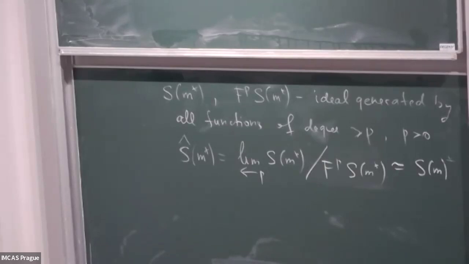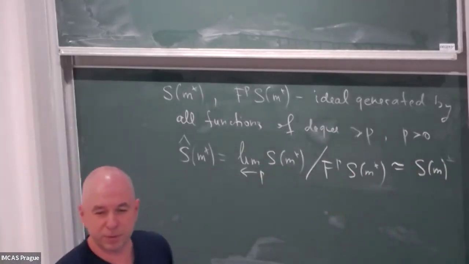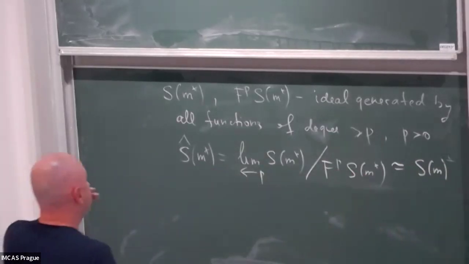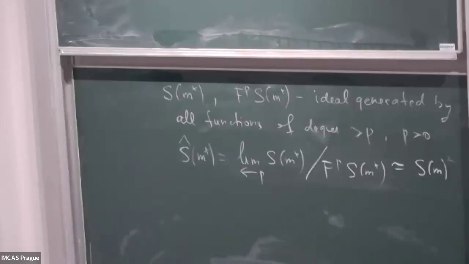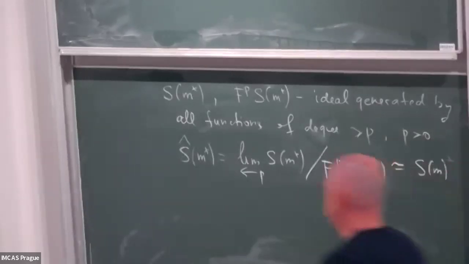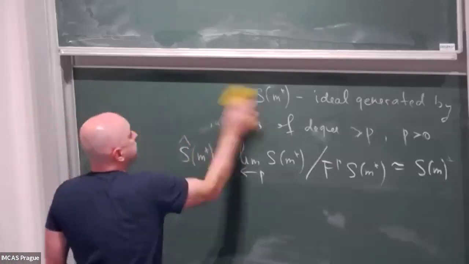Okay, and now I think I don't have too much time. So 10 minutes, right? So I want to explain now very briefly how it works for algebroids and groupoids.